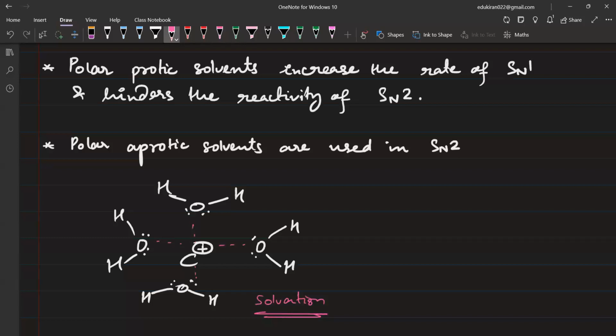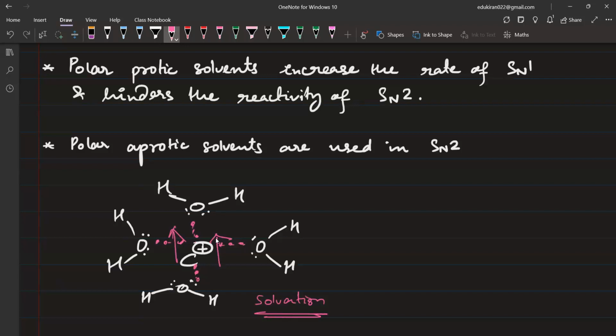And because the carbocation is getting solvated, here you can see that it is getting attraction from the lone pairs of oxygen atom, and that is why the stability of carbocation will increase. It has an electron deficiency, and nearby it has an oxygen atom which has lone pair electrons, so that it can lose some electron there. So the stability of carbocation will increase. But then you will ask, sir, why does it hinder the reactivity of SN2?